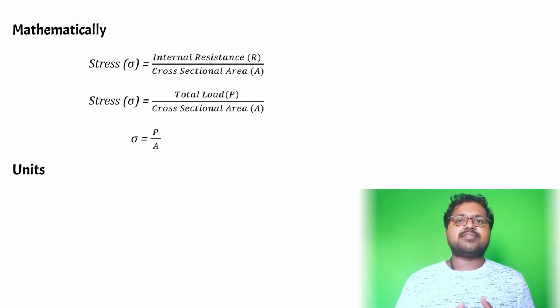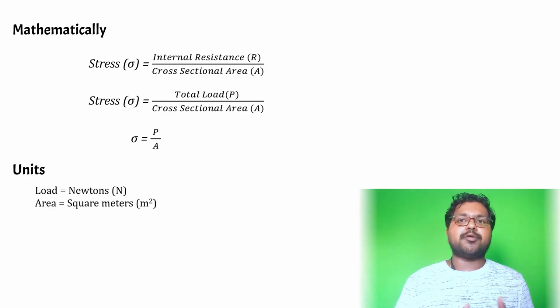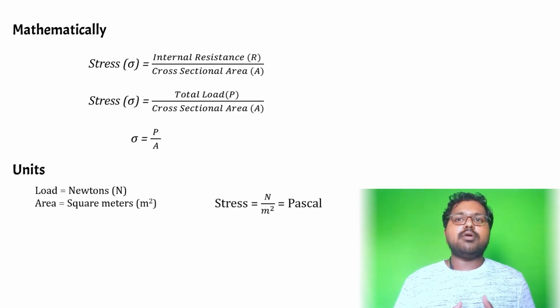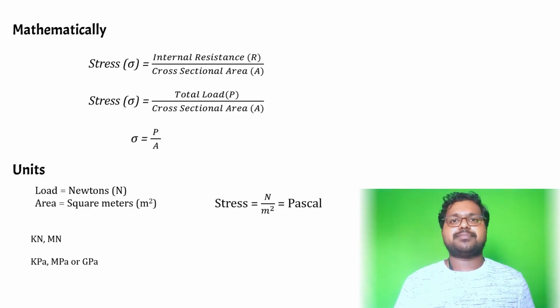In SI units, force is expressed in newtons and area in square meters. Hence, the unit of stress is newton per meter square, which is equal to a pascal. Since newton is a small unit, force is generally expressed in terms of kilo and meganewtons. So, the stresses are expressed as kilopascals, megapascals or gigapascals, etc.